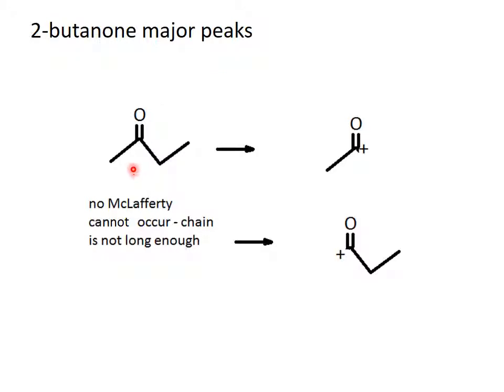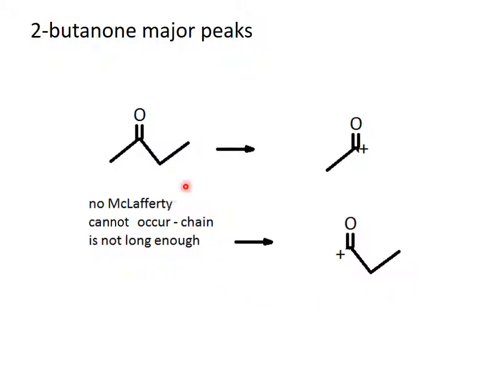For 2-butanone, what would you see? Alpha cleavage here and alpha cleavage here. Alpha cleavage here would give you this carbocation. Alpha cleavage here would give you this carbocation. Because an ethyl free radical is slightly more stable than a methyl free radical, this carbocation would probably be of greater intensity than this one, but they probably would be relatively close in frequency.